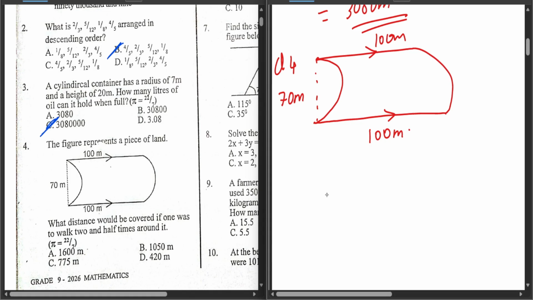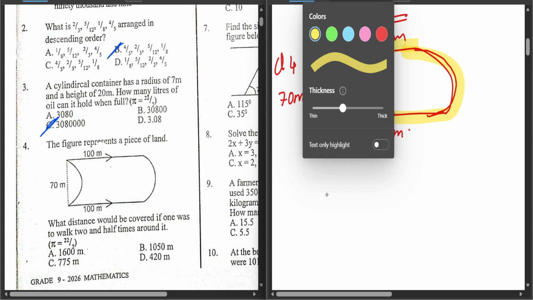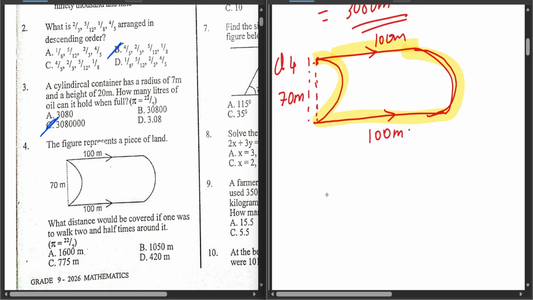Okay, 2.5 times. So you need to find the distance or the perimeter throughout, but we want to be calculating this part. This part is hidden lines, and therefore we want to be calculating this part. We will calculate only this, and this.